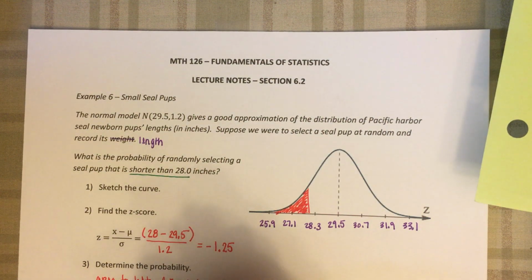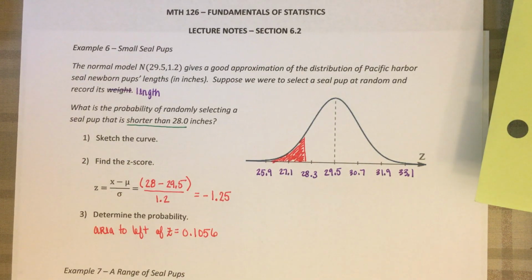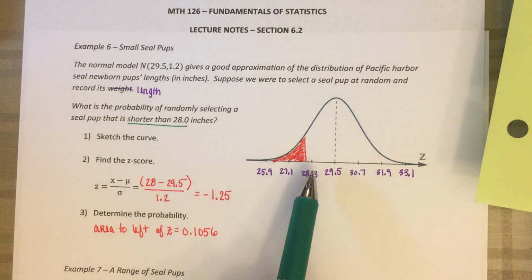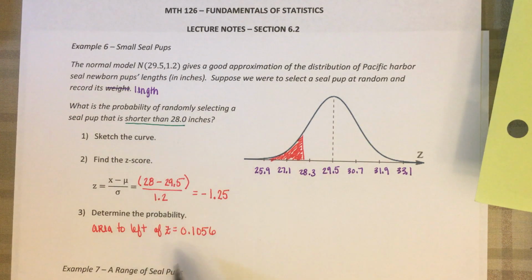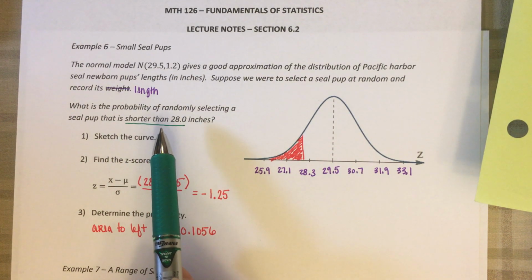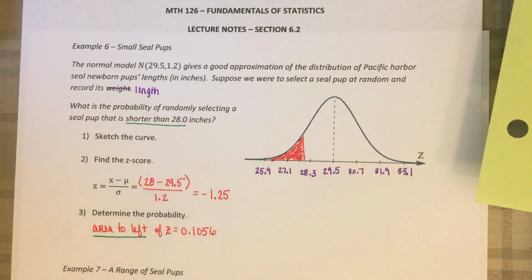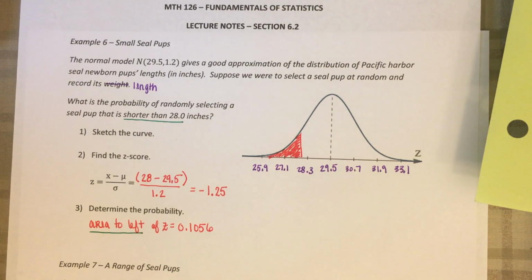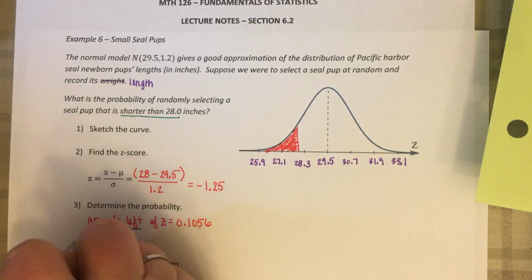So 0.1056. Now looking at our picture, we have shaded our area to the left because we are thinking about shorter than. So in this case, this number that we have here is going to match up with this. We are looking for area to the left. Our area to the left is this 0.1056, and so we're going to use this to find our probability.